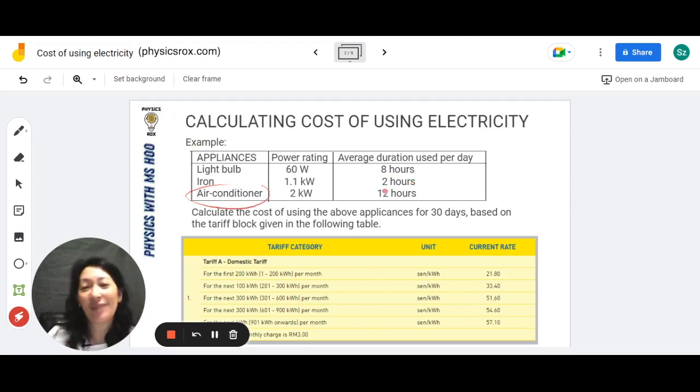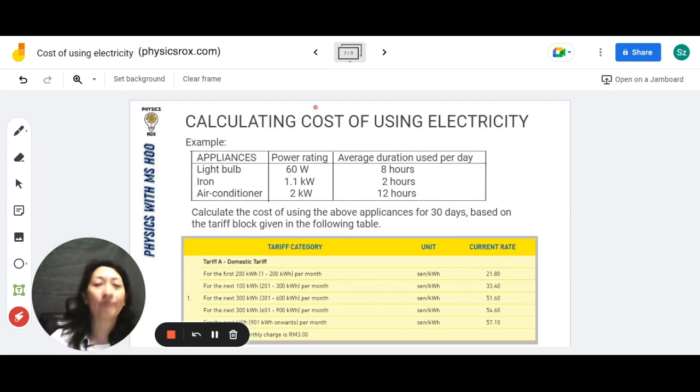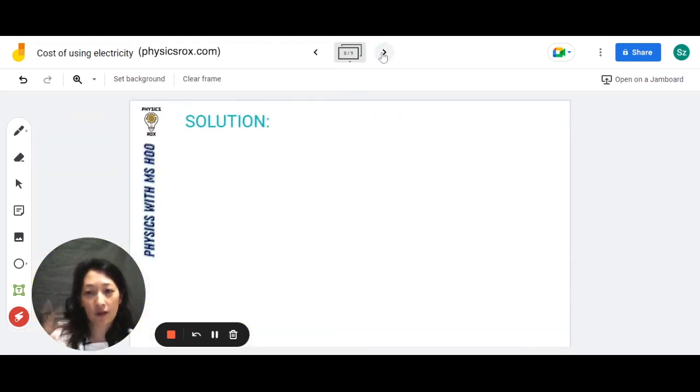And then air conditioner, because it's a hot day in Malaysia, right? So 12 hours. Let's say the question here wants us to calculate the cost of using the above appliances for 30 days. So this is the average duration used every 1 day. And then we're going to calculate the cost for this particular usage for a whole month of 30 days based on this tariff rate. So how to solve this question? The first thing we need to do is calculate the total number of units that have been used for 30 days.